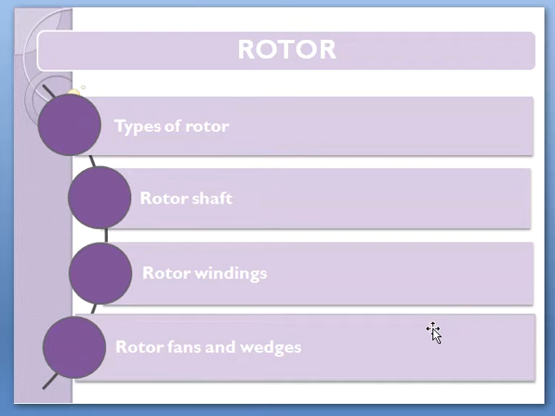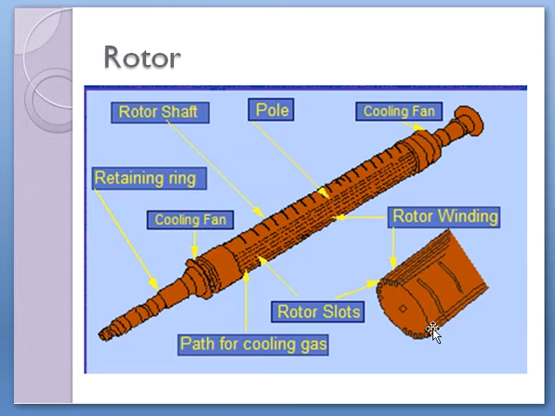Next, coming to the rotor. Parts of the rotor: rotor shaft, rotor windings, and rotor fans and wedges. Now the rotor, we can see the location here. This is the rotor coming from one end. This is called the retaining ring. Then there are cooling fans. Then these are the rotor windings. These are the poles and the cooling fan on the other side, and the rotor shaft.